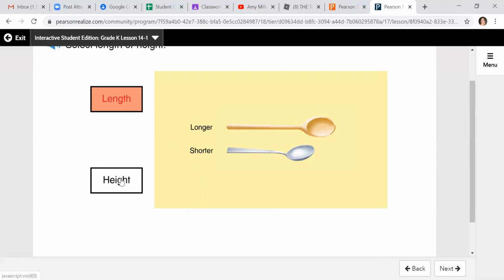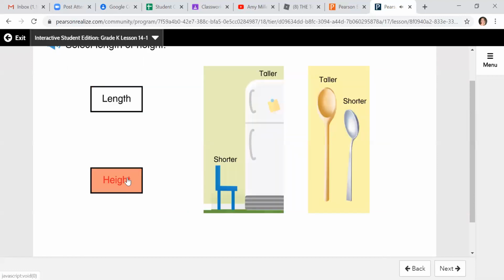Let's look at what words we would use for height. All right, if we're talking about height, right here, this chair is shorter than the refrigerator, and the refrigerator is taller than the chair. Same with the spoons. The wooden spoon is taller than the metal spoon, and the metal spoon is shorter than the wooden spoon.